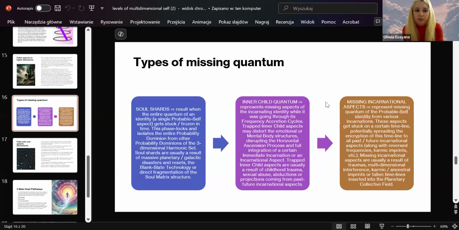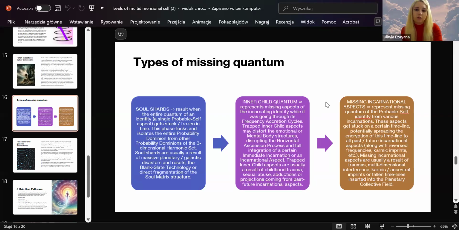And finally, we have the missing incarnational aspects, which represent the missing quantum of the probable self-identity from various incarnations. These aspects get stuck on a certain timeline, potentially spreading the encryption of this timeline to all past, future incarnational aspects, along with any kind of imprints they might be holding.